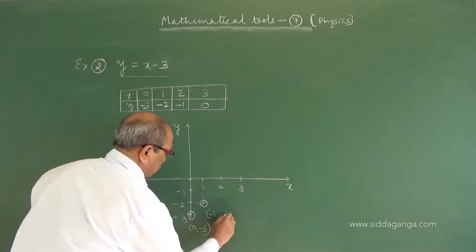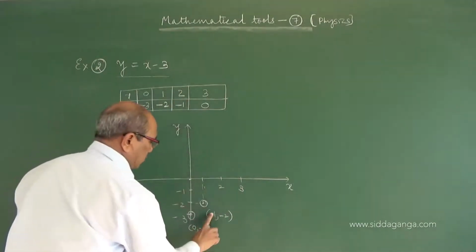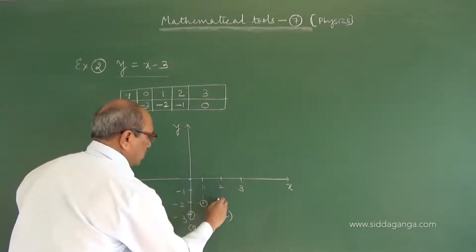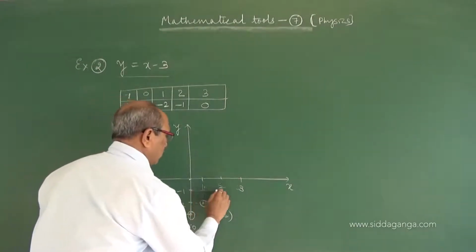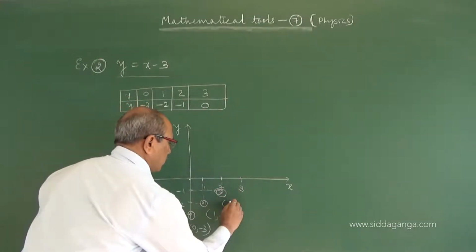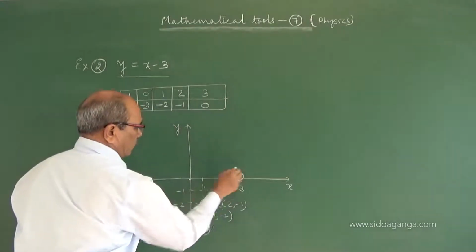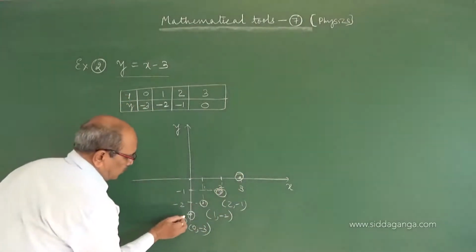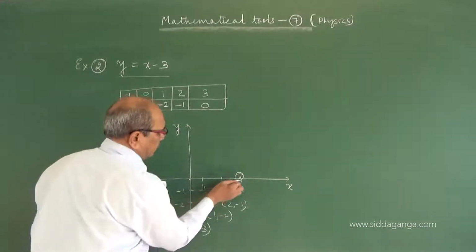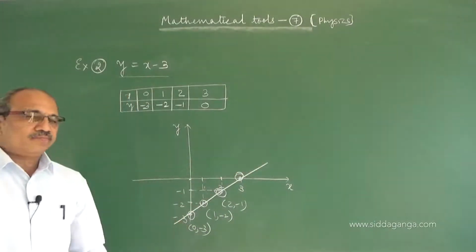Then 1 comma minus 2. For x equal to 2, 2 minus 3 is minus 1, so we come to here: 2 comma minus 1. And for 3, y is 0. So if we join them, we will get a straight line. The curve will be of a different form.